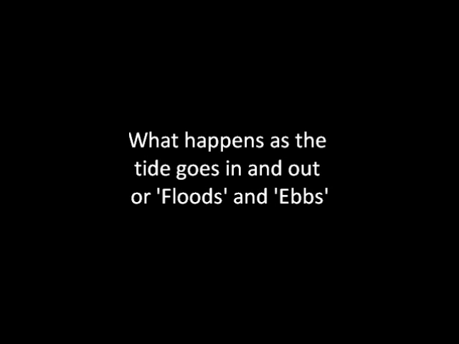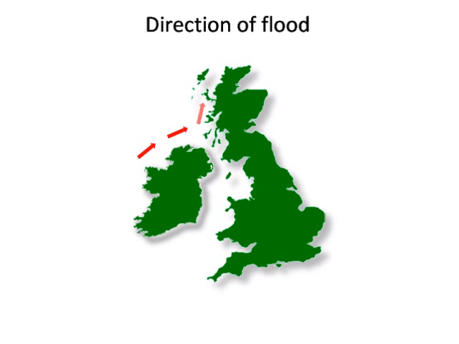What happens as the tide goes in and out, or, as we know it, floods and ebbs? As the tide floods and ebbs, it doesn't just go up and down, it also moves along the coastline in a lateral movement. We call this movement a tidal stream.